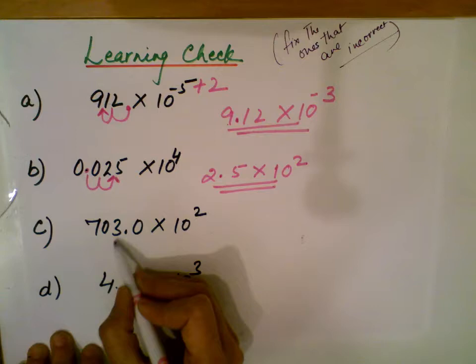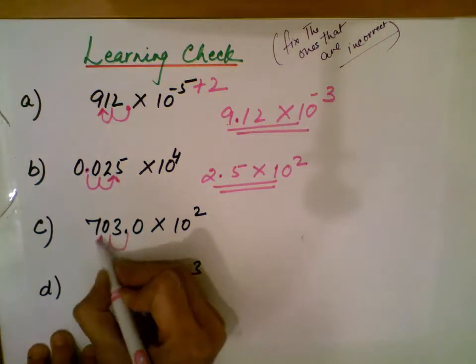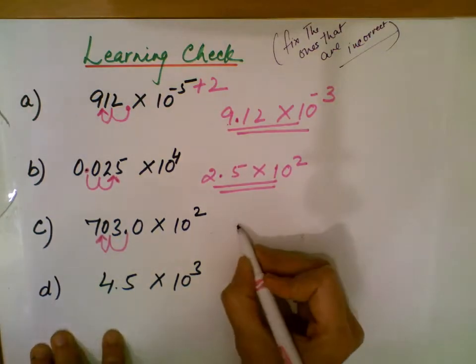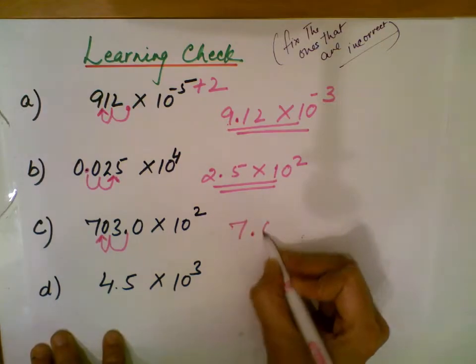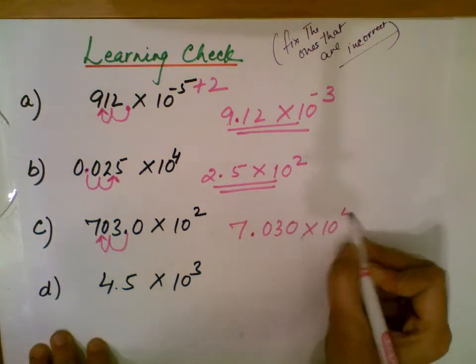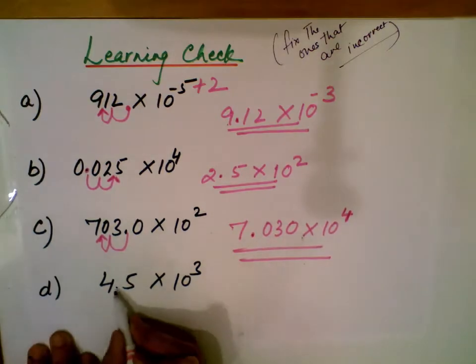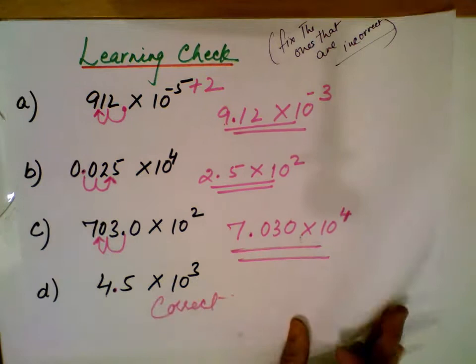Okay, now this is incorrect as well. We just talked about it. 1 and 2, you're moving 2 places to the left, so you are going to add to the power. And what are you going to get? You're going to get 7.03 times 10 to power, since you added 2 plus 2 is 4 here. Okay, now this one is already correct. Since you have only one non-zero digit to the left, this is already correct.